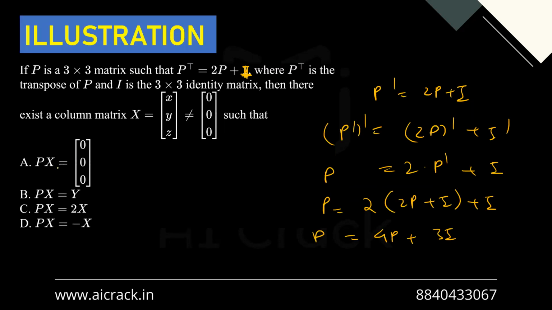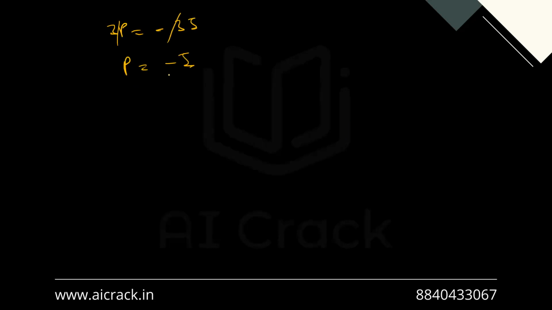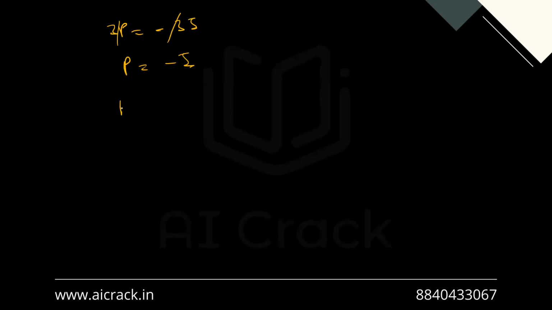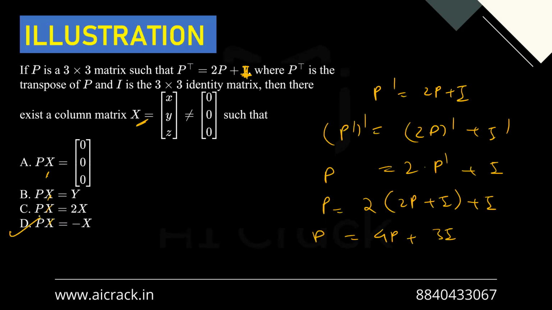Now we have been given one matrix X in the options and also in the question. So we'll post multiply it, because in the options we have post multiplication. So I'll multiply over here, and that would become minus I times X, right? So anything multiplied with identity would become minus X only, right? So PX equals minus X. So D is the correct answer.